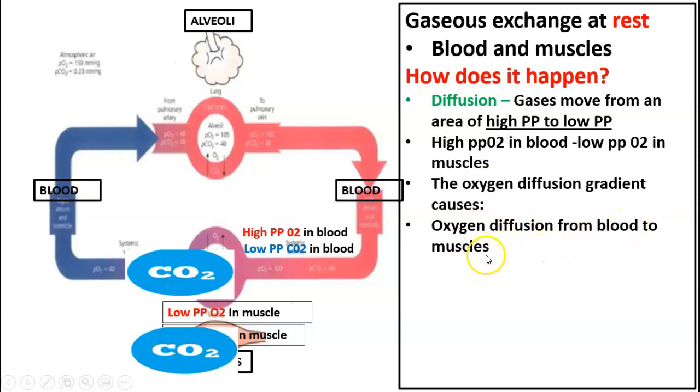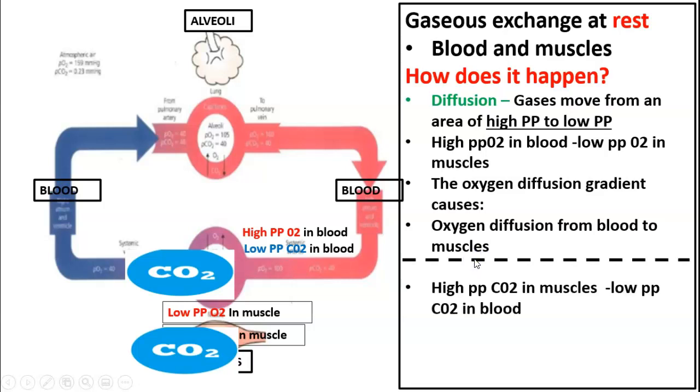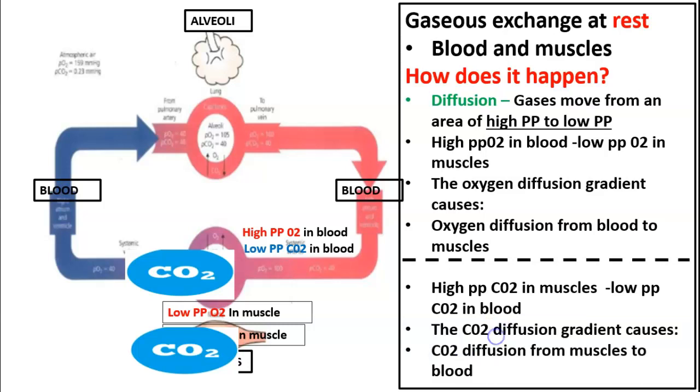The flip side to that, we now need to talk about how we remove carbon dioxide from the muscles. We know that where there's a high ppCO2 in the muscles, there's a low ppCO2 in the blood. That creates a carbon dioxide diffusion gradient, the difference between high and low. And this then causes CO2 to diffuse from our muscles into our blood so that we can then move on from there.